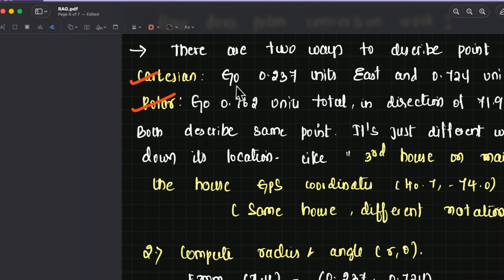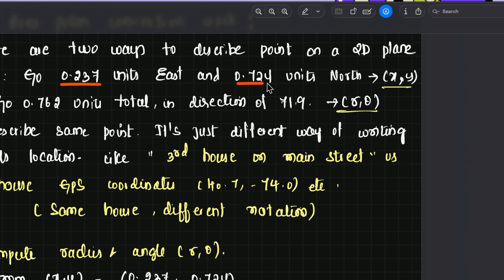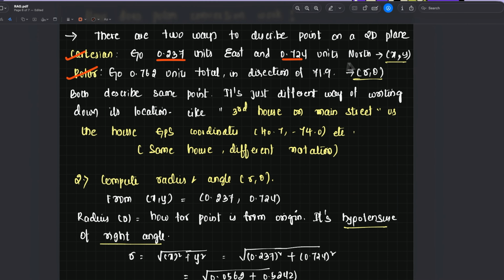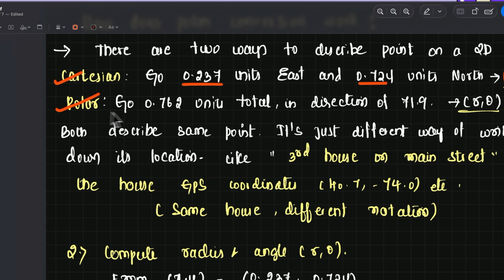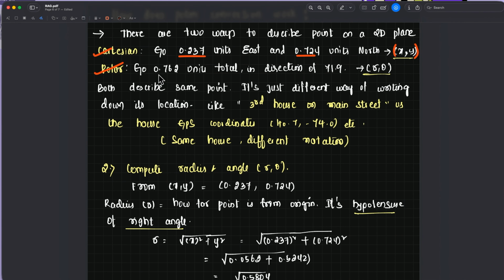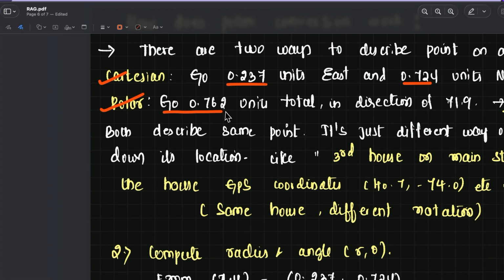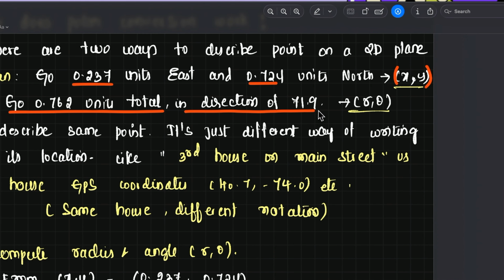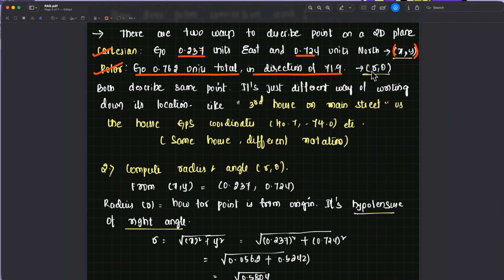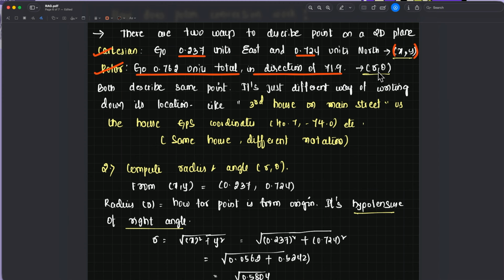You can say something like go 0.237 units east and 0.724 units north, which means you can write it as x comma y. But you can also tell the same thing using polar coordinates. How do we say that? You can say go 0.762 units in total, in a direction of 71.9 degrees. Here our notation is r comma theta. If you see, both of these describe the same point.